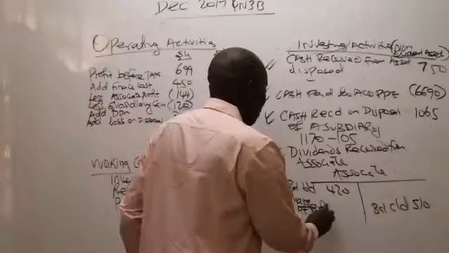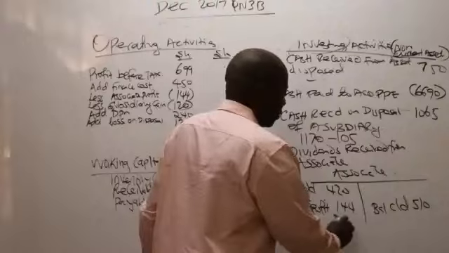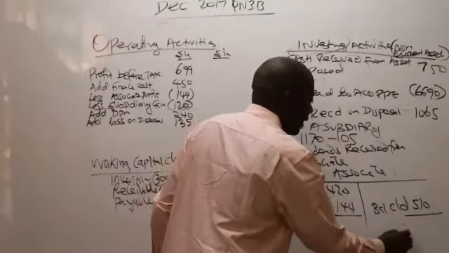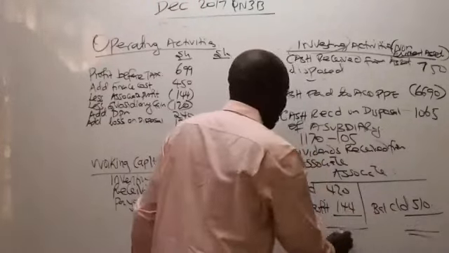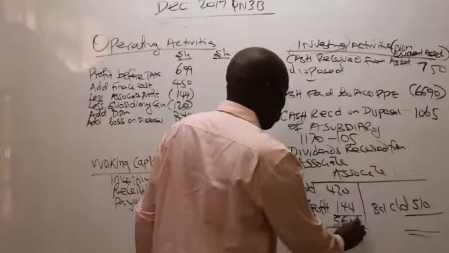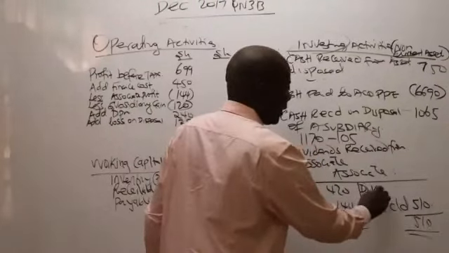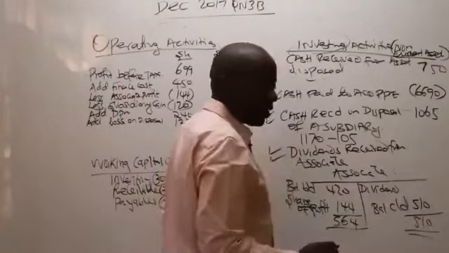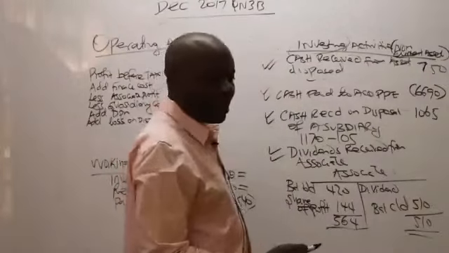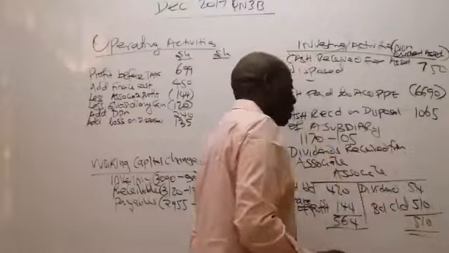Share of profit, I can see there is 144. So when I add the two, ladies and gentlemen, I'll be able to see that this side is bigger. So this will be 564, and this is 510. Of course, the difference will be the dividend that this associate paid. So the dividend which was paid here is 54.